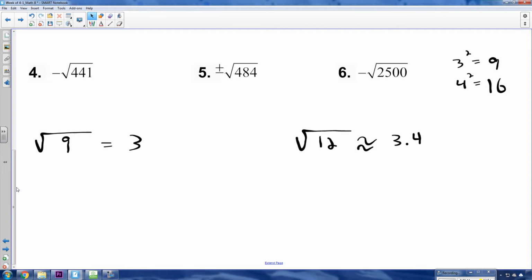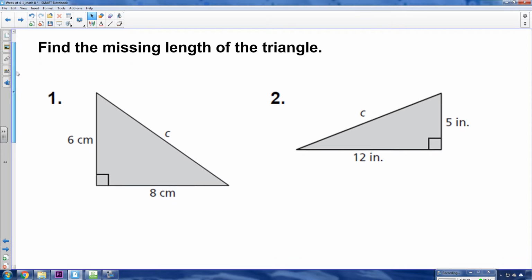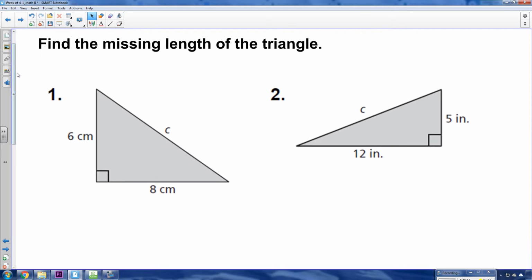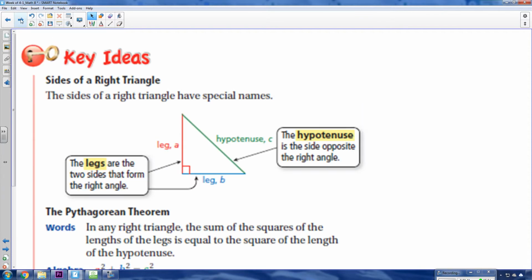So the cool thing is the Pythagorean theorem is really going to help us with triangles, geometry, stuff like that. So this example is where we want to start. Find the missing side length of the triangle. So we see on number 1 that the first side is 6, the second side is 8, and the third side is C. So the Pythagorean theorem states the following. Let me show you before we go on too far. I think I'll write it out myself.